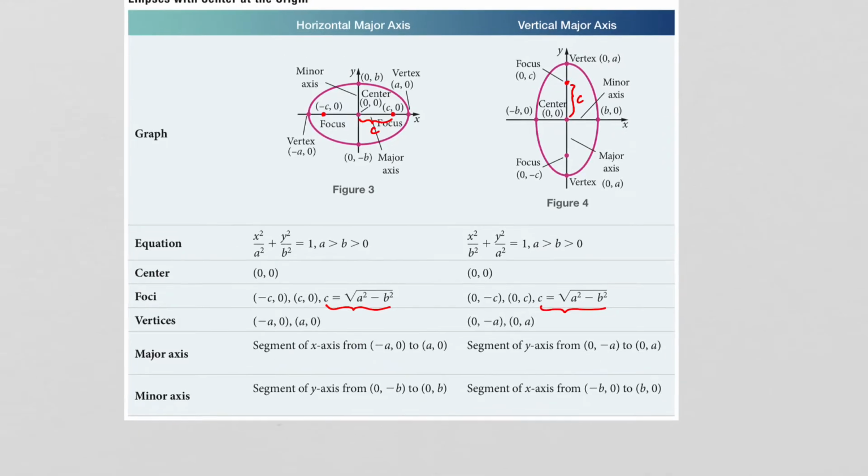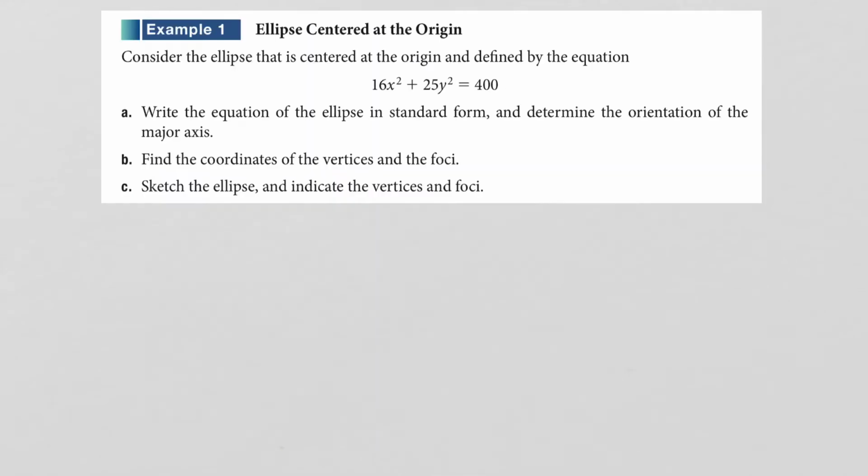Let's go ahead and take a look at an example. So let's consider the ellipse that is centered at the origin and defined by the equation 16x squared plus 25y squared equals 400. First, we want to write the equation of the ellipse in standard form and determine the orientation of the major axis. Then we need to find the coordinates of the vertices and the foci. And then finally sketch the ellipse and indicate the vertices and the foci.